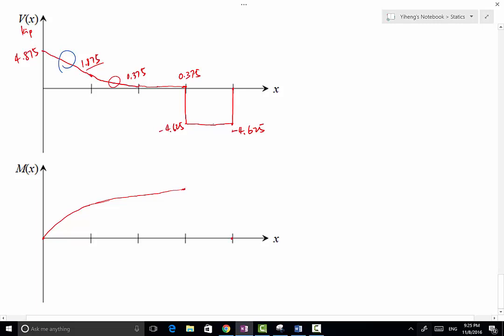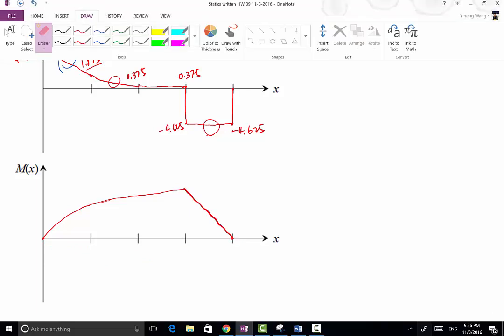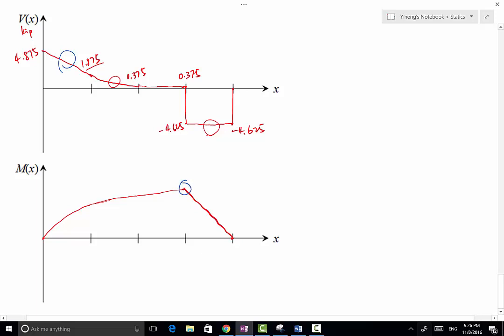And then for the next region, we have negative shear. Therefore, it's a decrease, constant decrease. You draw a straight line. Remember, the bending moment has to return back to 0. So from here to here, all the way, the bending moment keeps increasing, even though the rate gets smaller and smaller. And then for the last region, it just has this linear decrease back to 0. Therefore, as you can tell, this is where we have maximum bending moment.